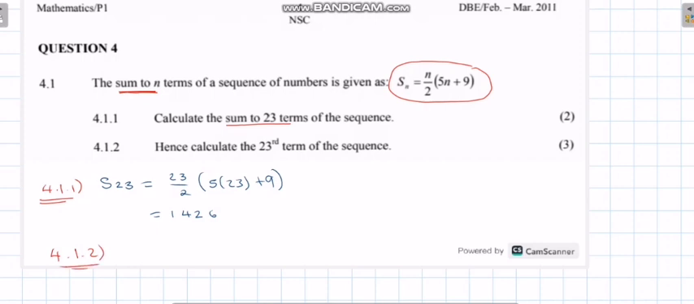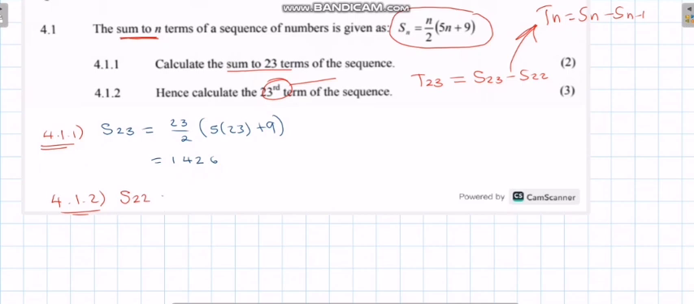4.1.2. And now looking for what? Hence calculate the 23rd term of the sequence. They're now looking for term number 23. So if you still remember, we said how do you get term number 23? You say sum of 23 minus sum of 22. Where did you get this from? We said Tn is the same as Sn minus S(n-1). So if it's 23 terms, we say 23 minus 1, therefore 22. So in this case, we also need the sum of 22 terms.